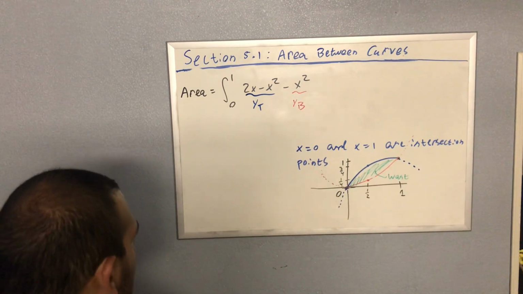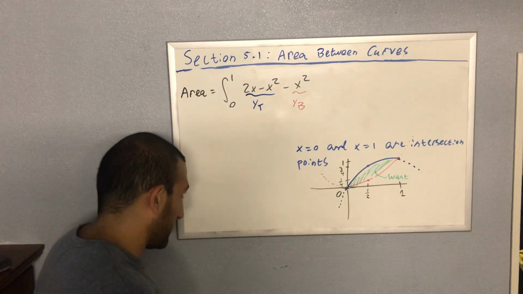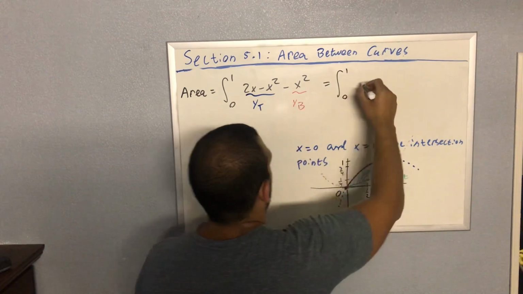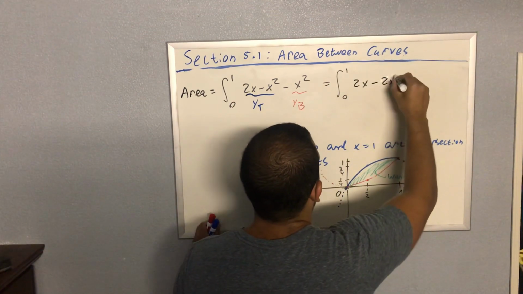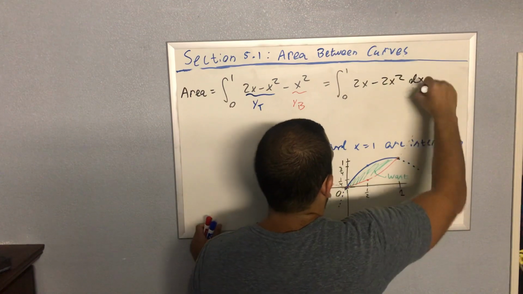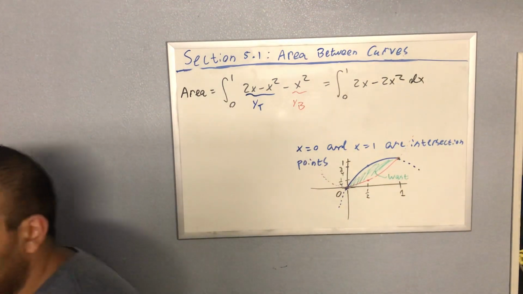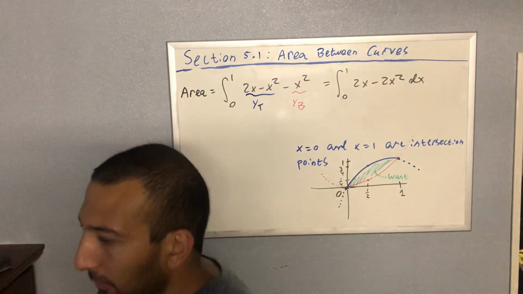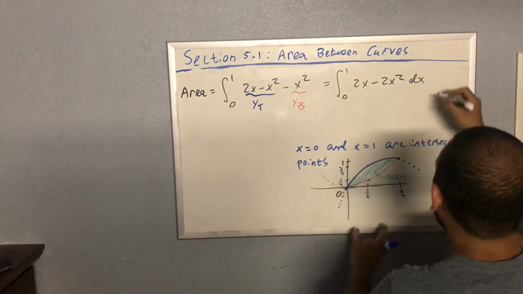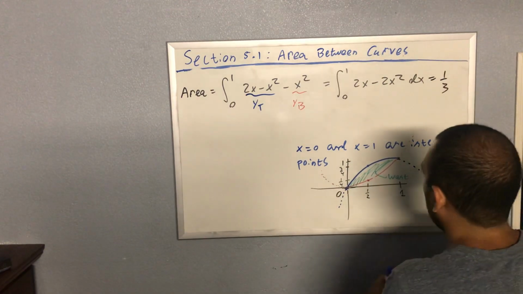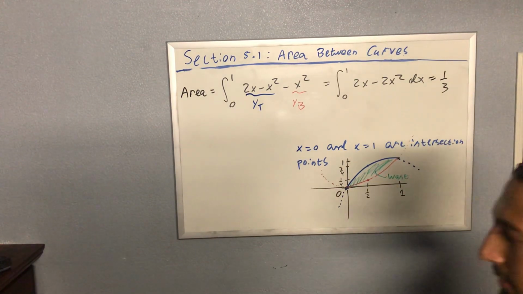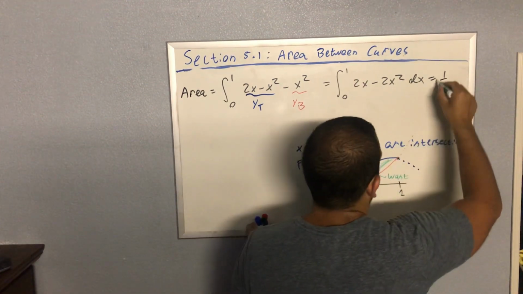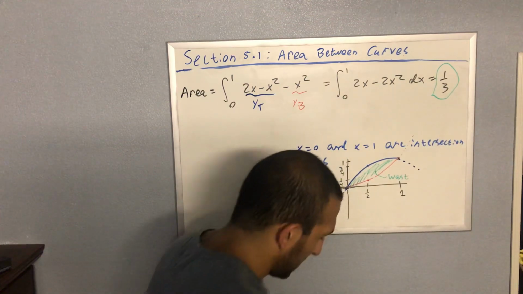Okay? And so this is just 2x minus 2x squared. Okay? And then I'll leave this as an exercise to you guys, but when you do all of it, you end up getting 1/3. So this area in the green is 1/3. Okay, so that's pretty neat.